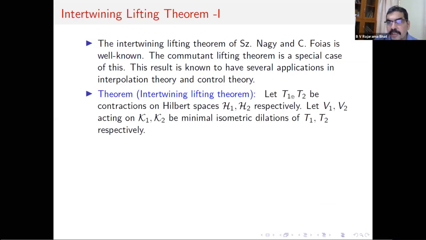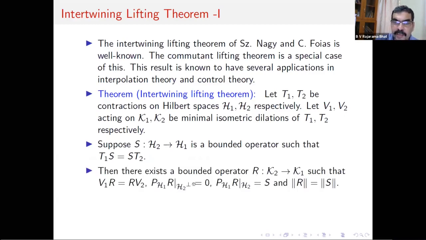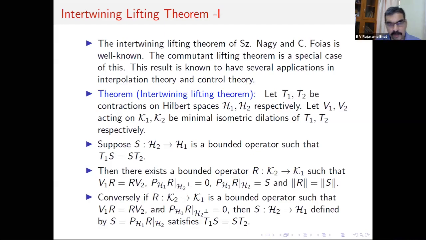Here it is. You take two contractions, okay, and their minimal isometric dilations, which are unique up to unitary equivalence. Suppose you have an intertwiner, even on different spaces. You have an S from H to H1, which intertwines in the sense like this. Then that can be dilated or lifted to an intertwiner of the dilations. So there is an operator R from K to K1, which intertwines, with some additional properties. But the main thing is that the intertwiner at the level of contractions is lifted to an intertwiner at the level of minimal isometric dilations. And the converse is also true.